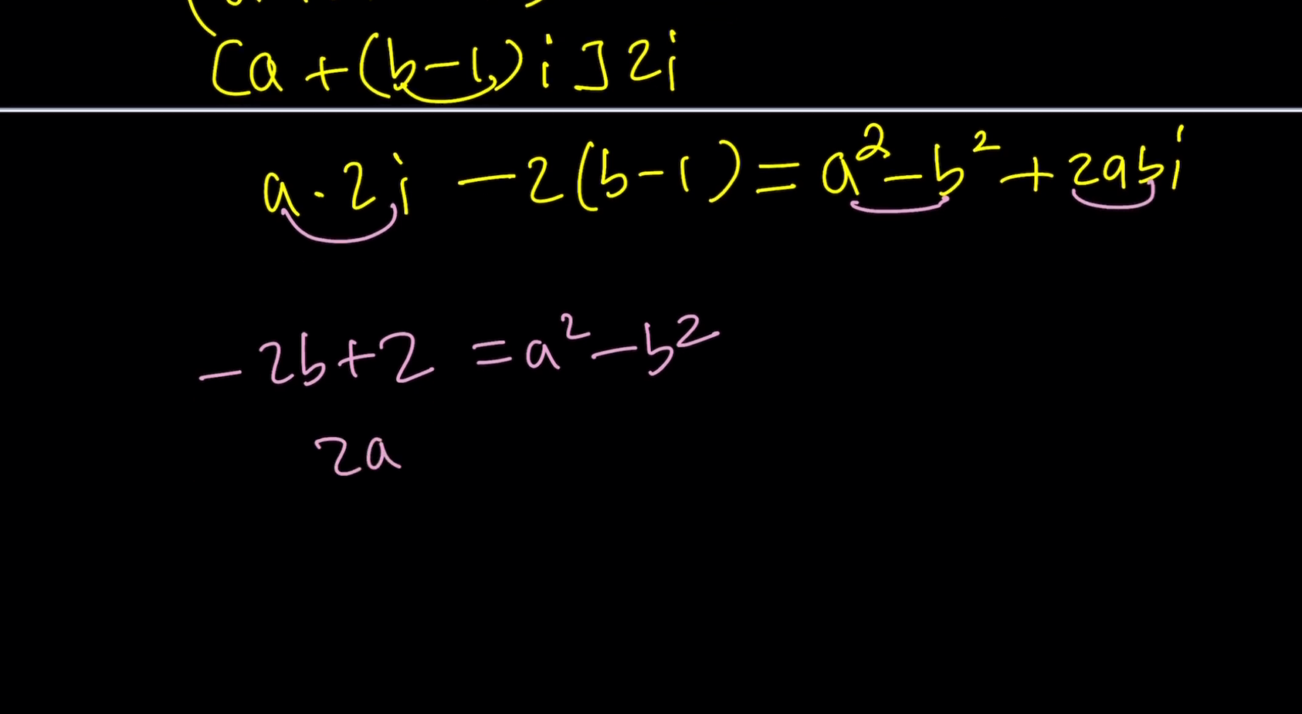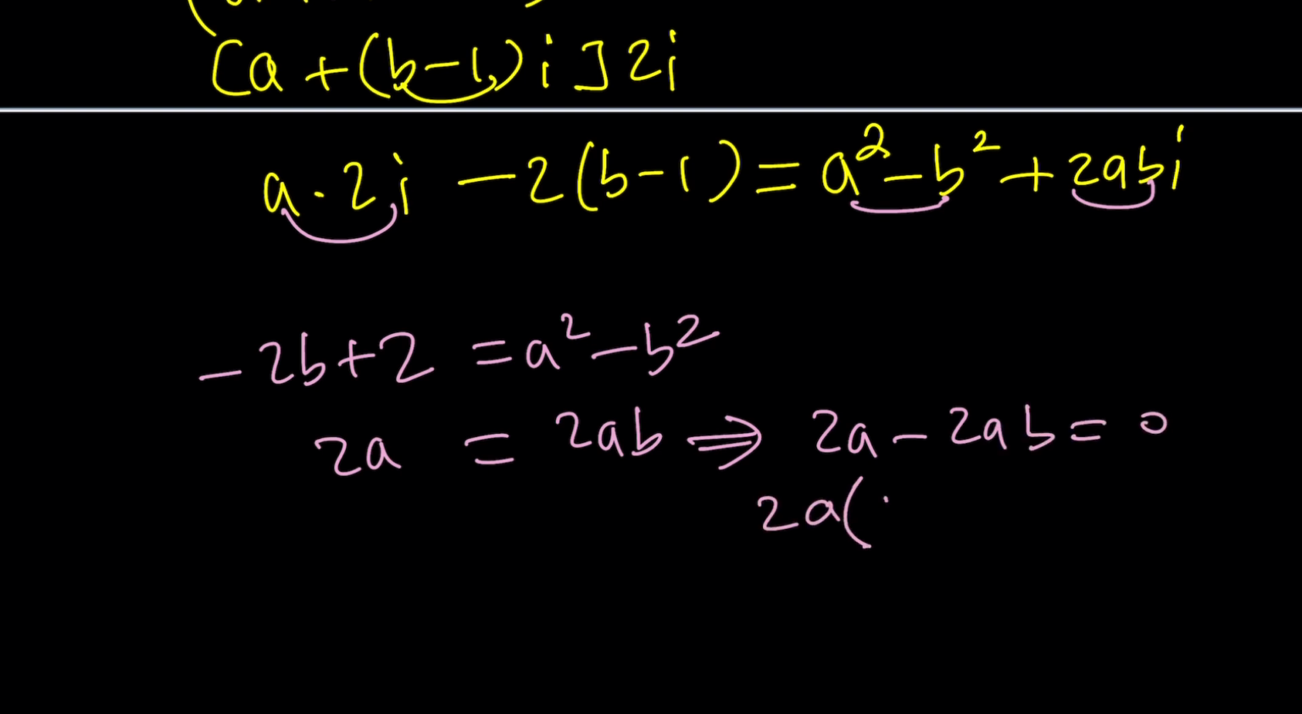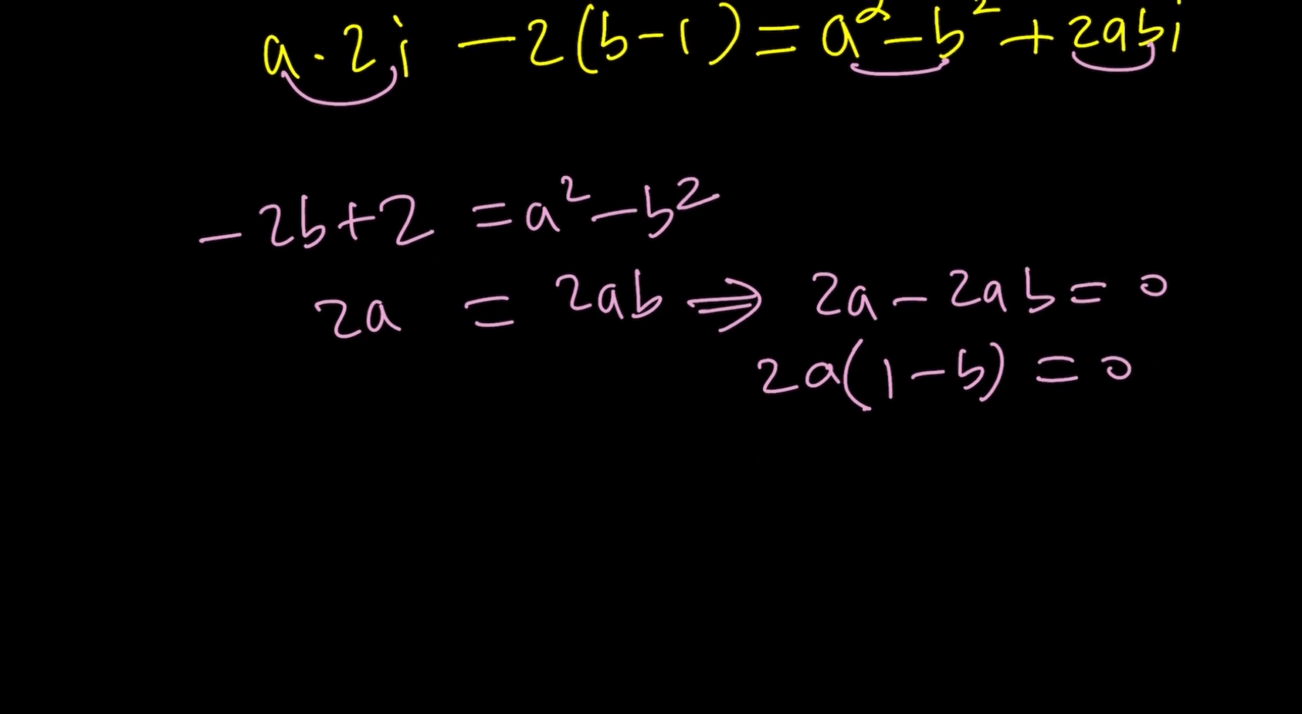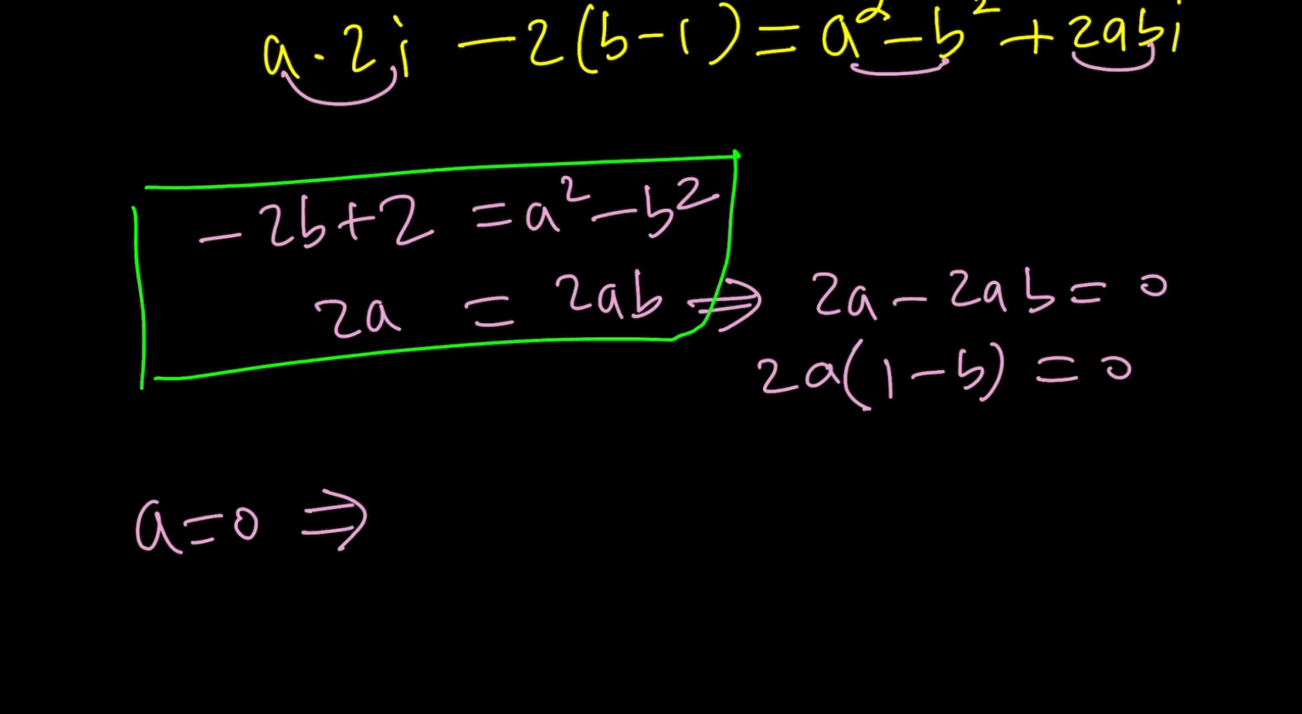So 2a equals 2ab, and then we can put everything on the same side and then factor, because this equation is a lot easier to solve. Factor out 2a, 1 minus b equals 0. This means that either a is 0 or b is 1. Make sense? If a is 0, then I can plug it into the other equation. What I mean by the other equation is this is my system. This is equation number 1, this is equation number 2, and I just used equation number 2 to solve for a and b, and I got a equals 0, that's one of the branches.